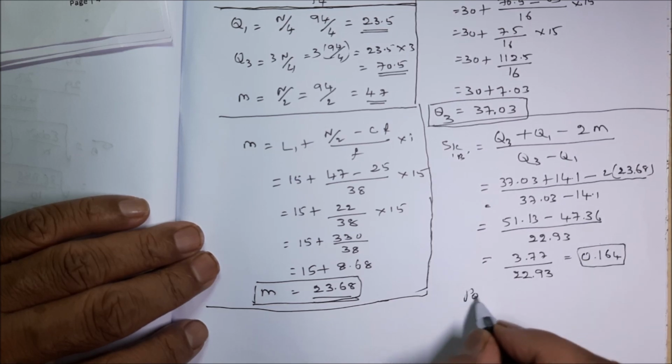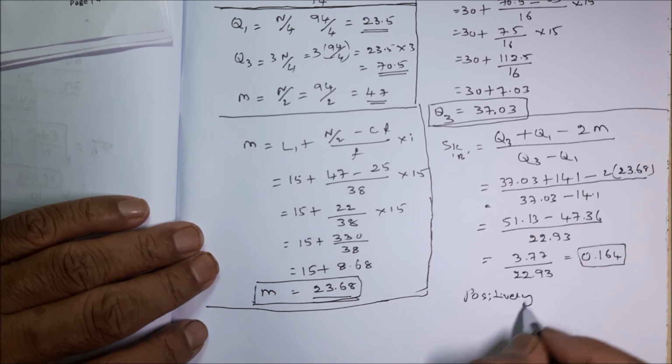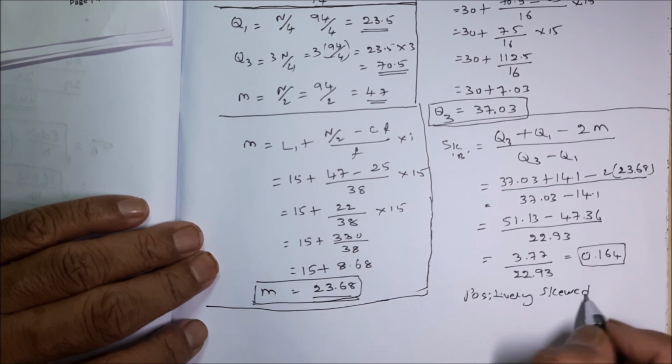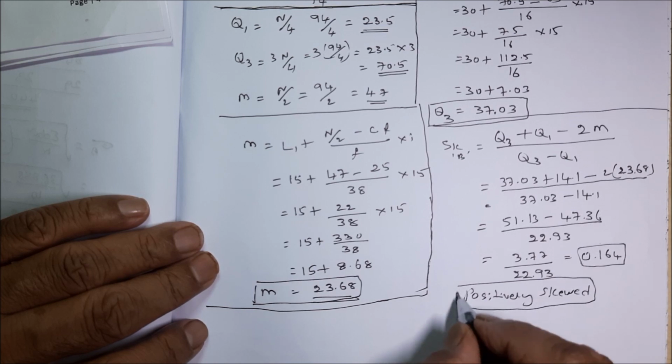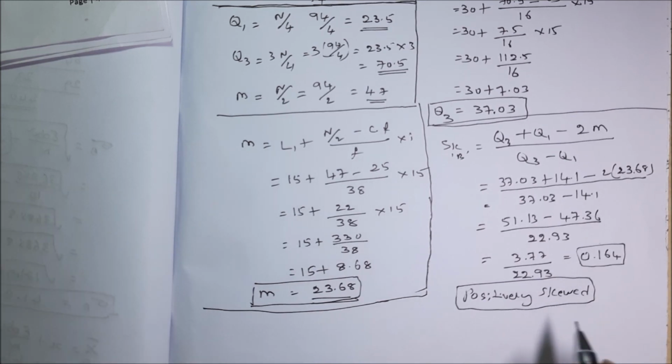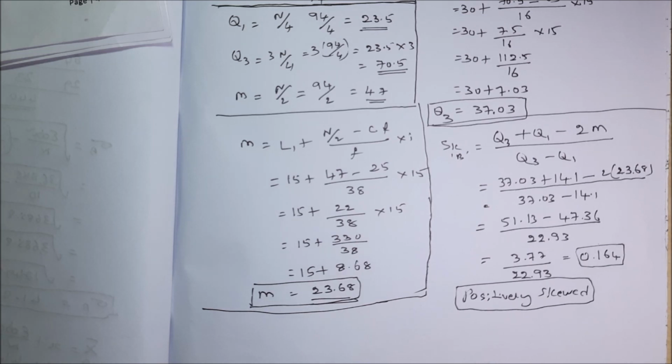It is positively skewed. What is positively skewed? What is negatively skewed? Very simple. If mean is more than median, and median is more than mode, then it is positively skewed. If mean is less than median, and median is less than mode, then it is negatively skewed. Skew means it is asymmetrical. If it is not skewed, it is symmetrical. That means mean is equal to median, and median is equal to mode. That is symmetrical, right? So this is how you have to work out.